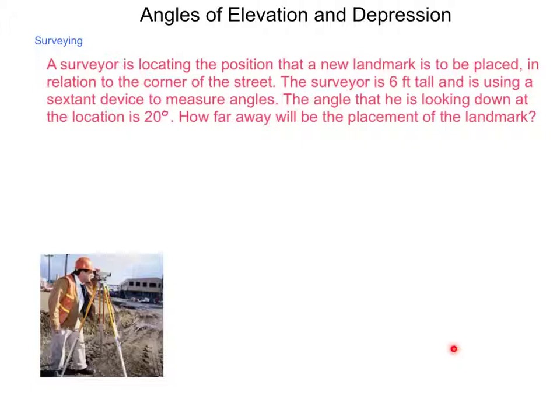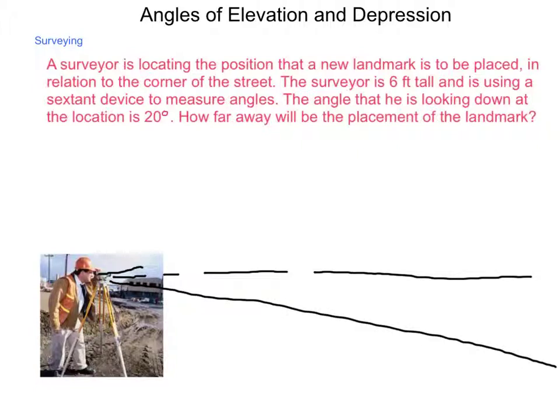So let's take our diagram here and add a few pictures or items into it. So he is compared to the horizontal as best as I can. He is looking down at where the landmark is to be placed, and his angle of looking is 20 degrees. His height is 6 feet tall, and we're wondering how far away the landmark is to be. So since he's 6 feet tall here, the distance on this side is also 6 feet.